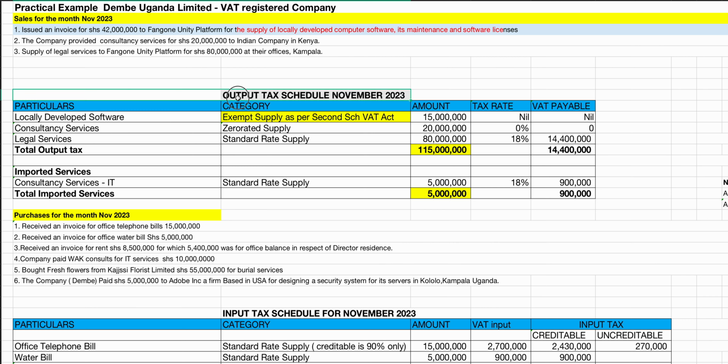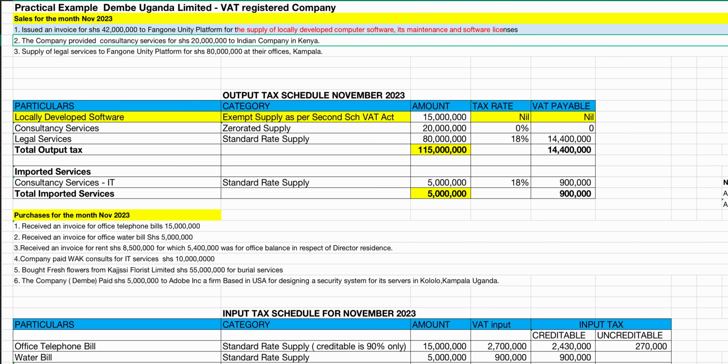We'll have a summary down here of the output tax schedule for November 2023: particulars, category, amount, tax rate, and the VAT payable. Starting with the locally developed software, we have said supply of locally developed computer software is an exempt supply as per the second schedule of the VAT Act, implying the tax rate will be nil and the VAT payable will be nil. Okay, so that is done.